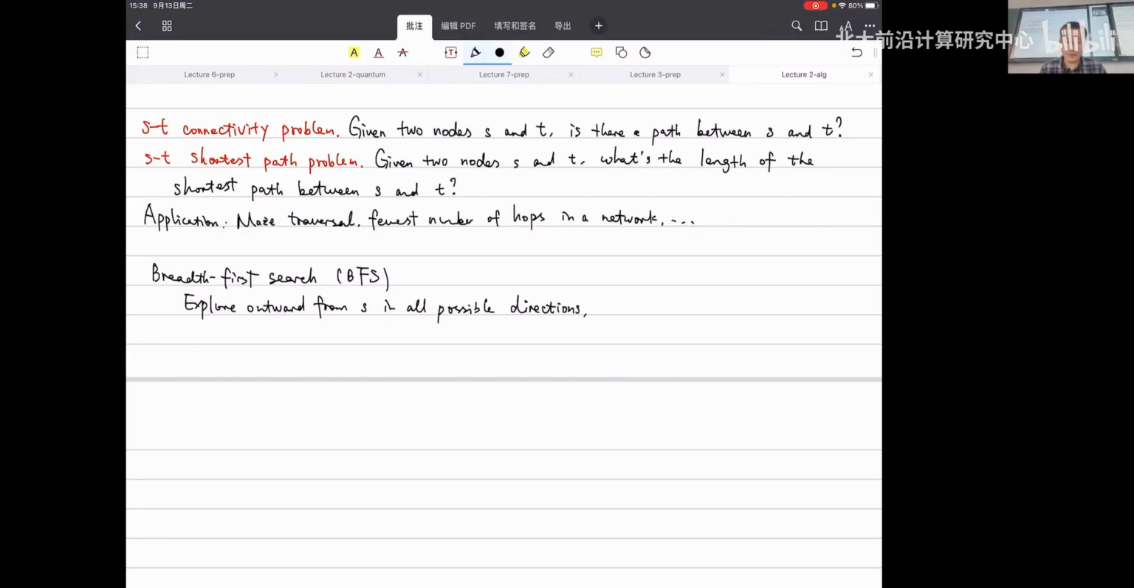This all possible directions is the meaning of breadth first search. We are making the breadth our first priority, and we are going to add in nodes one layer at a time.